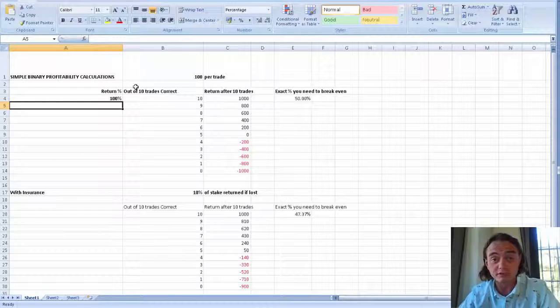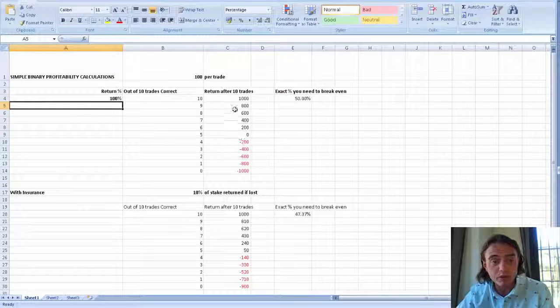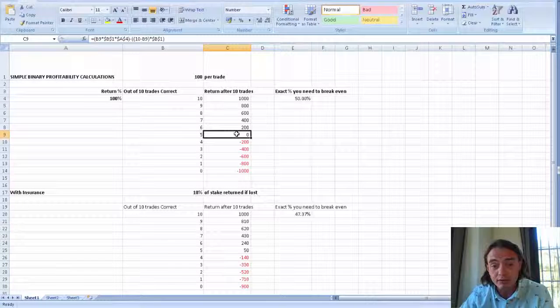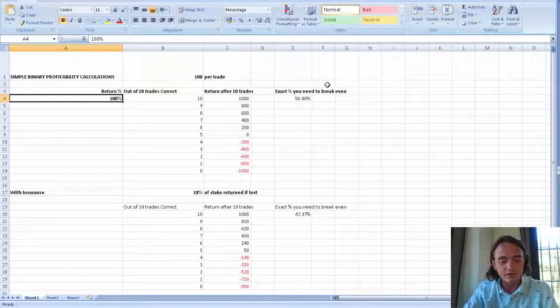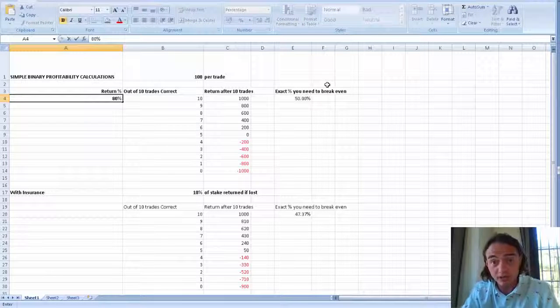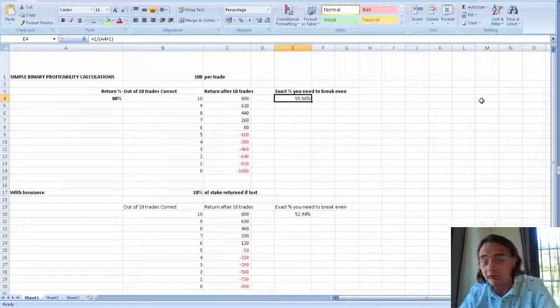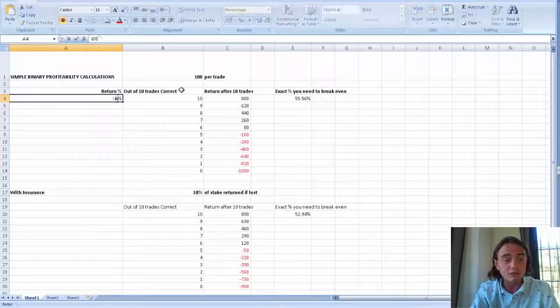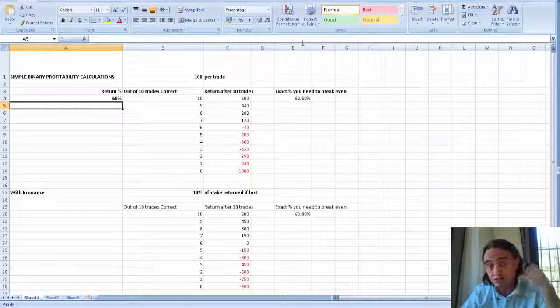Now that doesn't happen, because then the brokers wouldn't ever make any money. But here you can see that you break even with getting 5 out of 10 trades correct. That's the exact percentage of the time you need to break even. If you have a return rate of about 80%, you need to be right 55.5% of the time. And even dropping down to 60%, you need to be right 62.5% of the time. So you need to be just over 6 out of 10 times right just to break even.